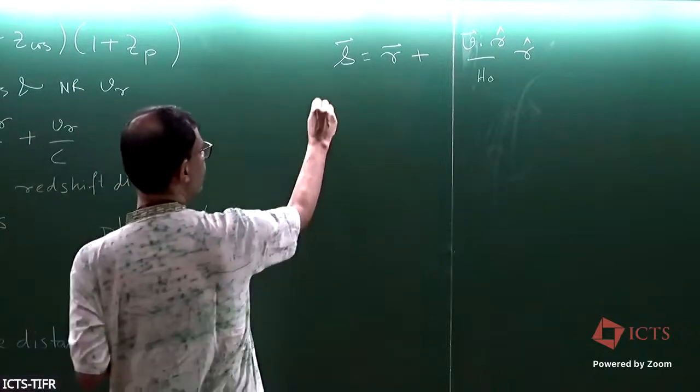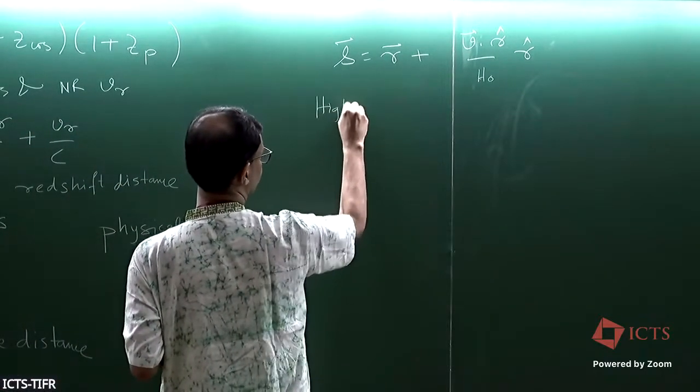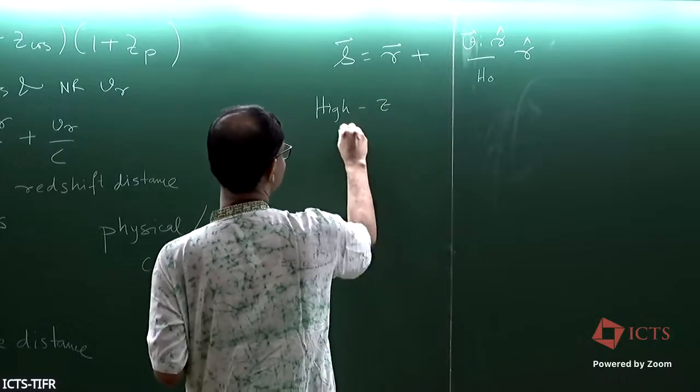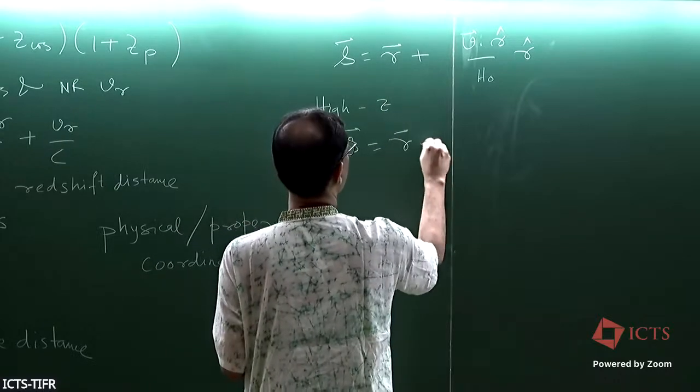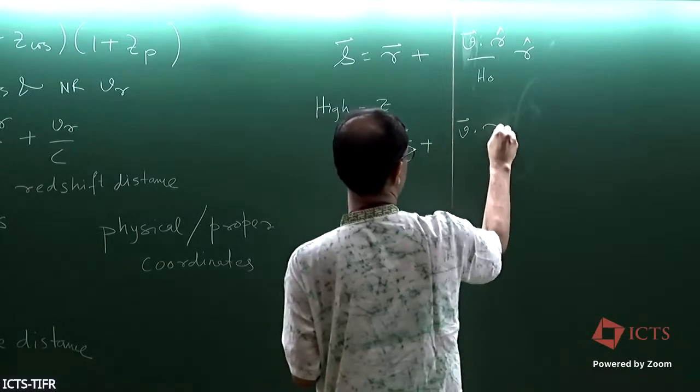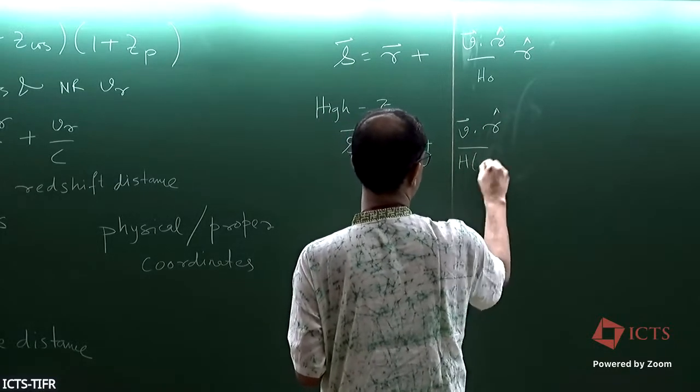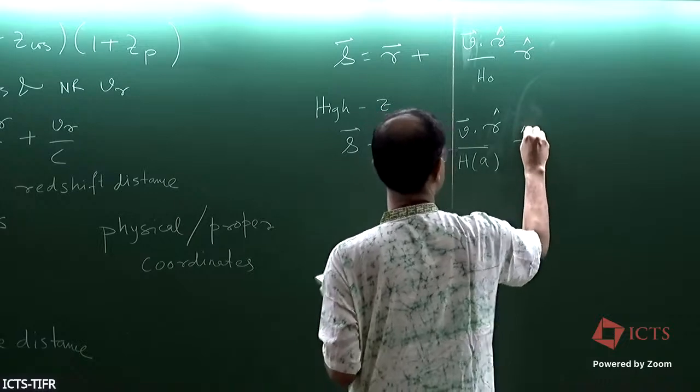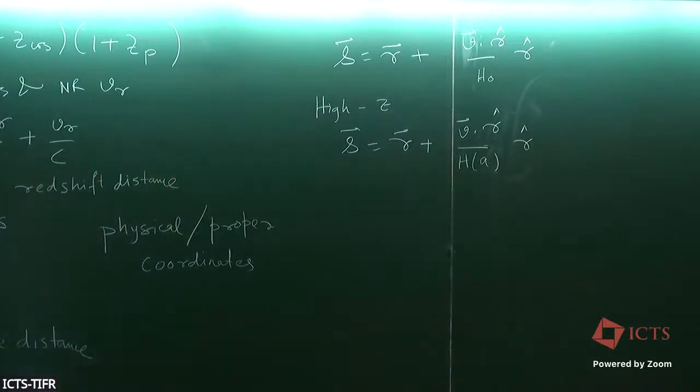If we go to high redshifts, then you have to just generalize this. So this becomes R plus V dot R by H of A R. You could have written H of Z also, but in some of these calculations, people take the line of sight direction as Z sometimes. So there could be some confusion there with redshift and the Z direction. So fine, let's call the time as A. We'll put back redshift whenever needed.